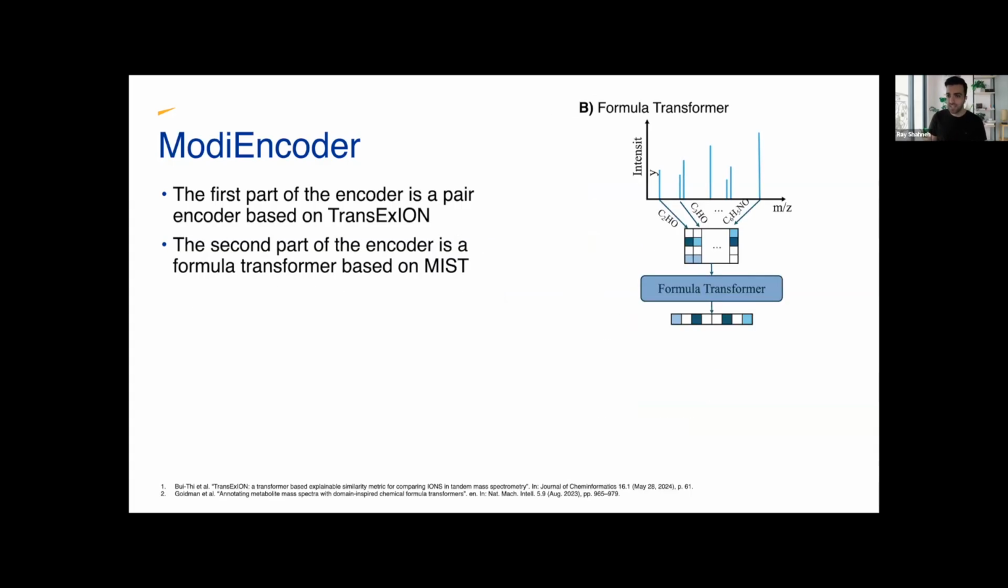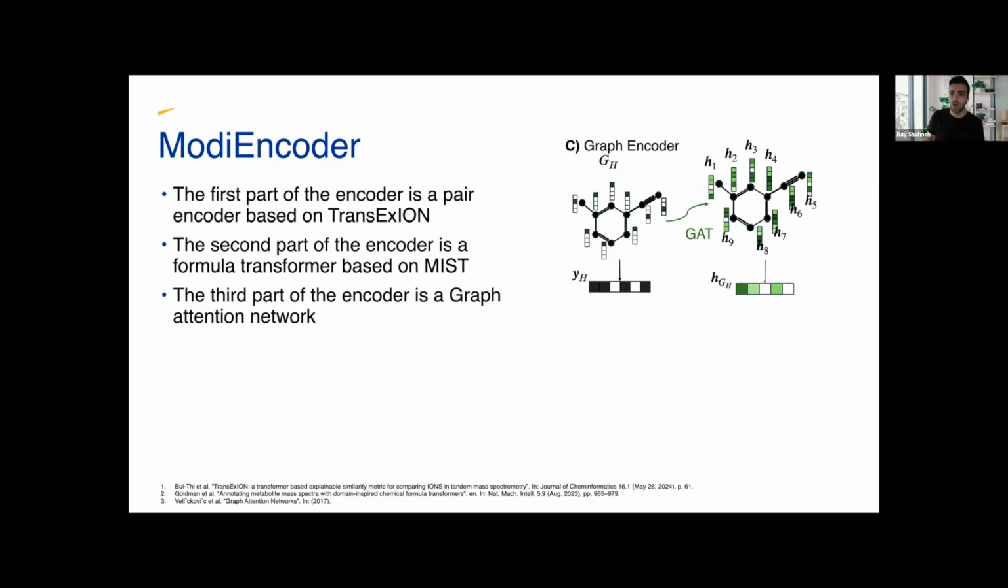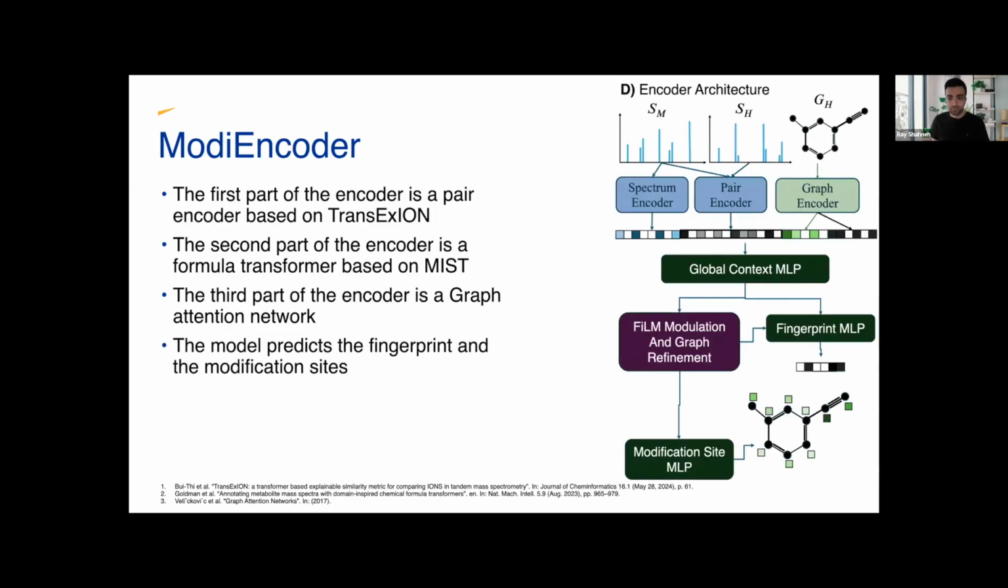In another step, we also encode the spectrum of the unknown molecule. We want to just have some representation of the spectrum of the molecule as well. And to do that, we use the same formula transformer used in the MIST paper. So that was the first part, encoding the spectrum. The second part is to encode the structure of the base graph. And for that, we're using a graph attentional network.